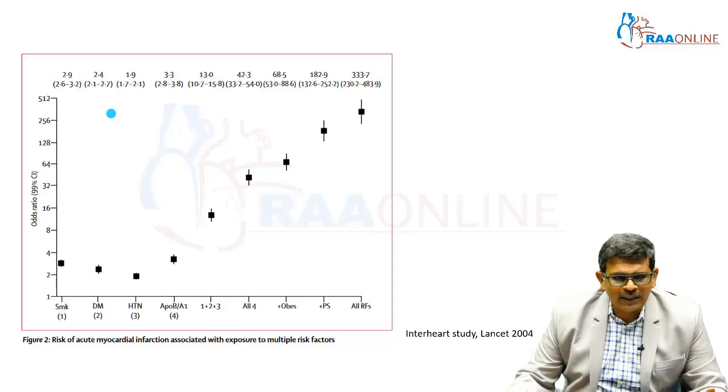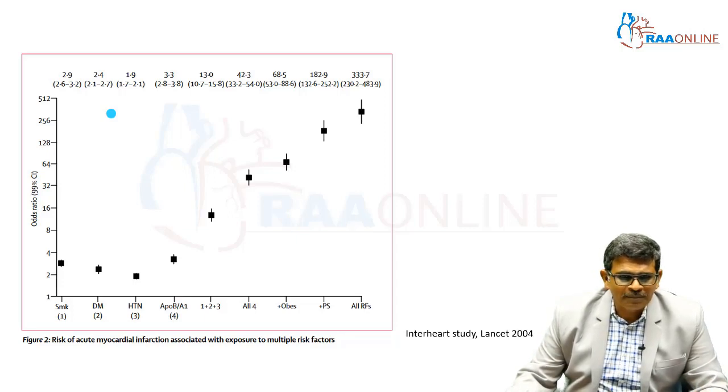The INTERHEART study is one study which looked at the various risk factors associated with an increase in the incidence of myocardial infarction. There were about 15,000 subjects in the control arm, and the other arm carried an equal number of subjects, spread across about 50 countries. It looked into various factors associated with myocardial infarction.